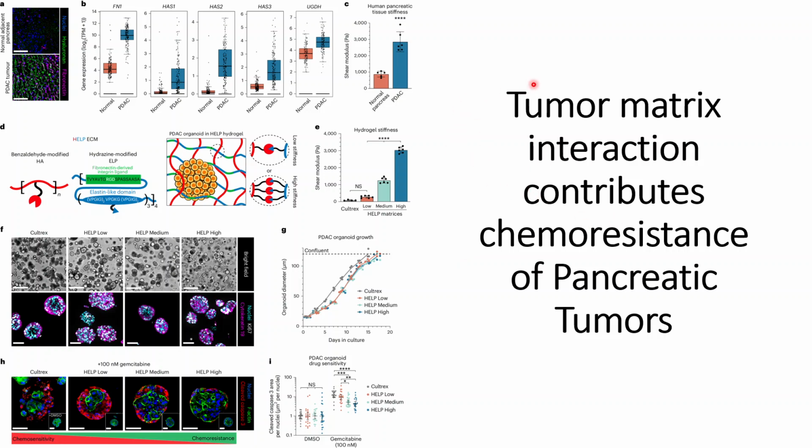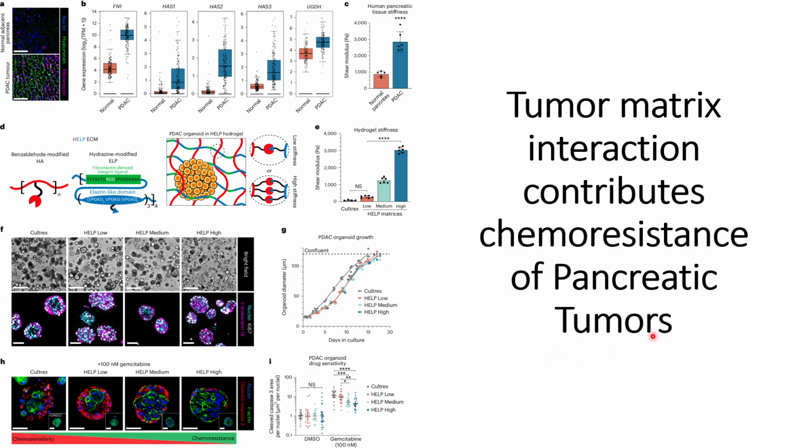Today we will discuss a paper about the interaction of the tumor with the extracellular matrix, which results in chemoresistance in pancreatic tumors. This chemoresistance is reversible: when the tumors are switched from high stiffness to low stiffness, the chemoresistance goes down. From that, they make the point that targeting the tumor microenvironment could be an effective means to increase the efficiency of already existing treatments against the tumors.